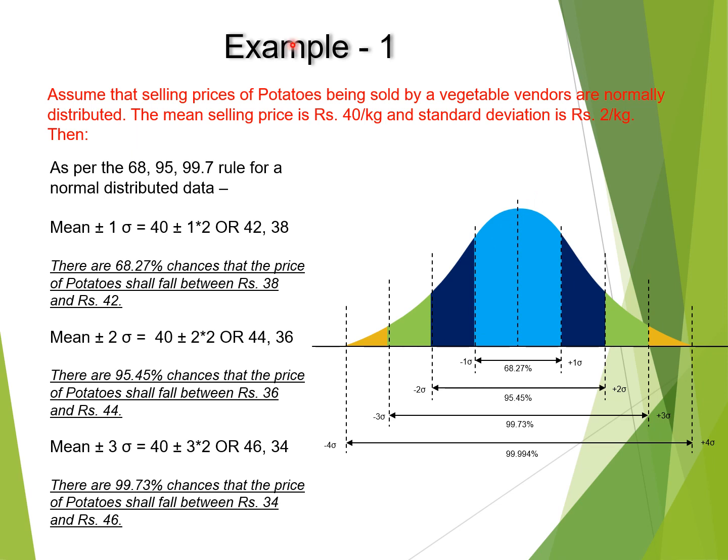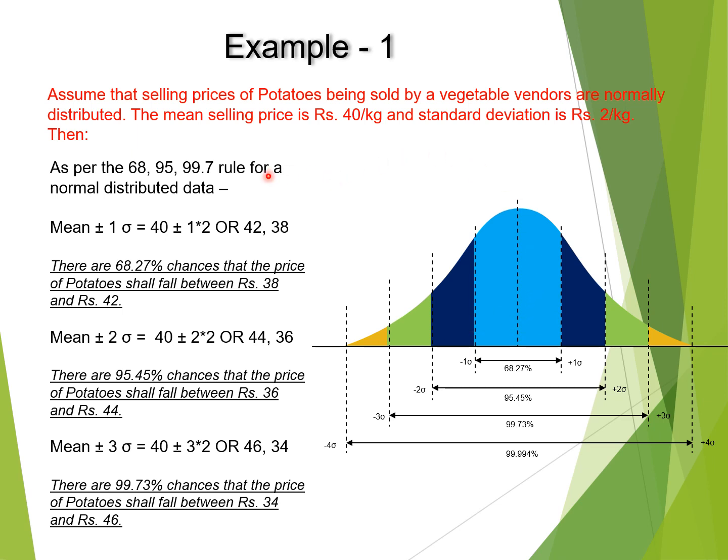Let us take one example to understand normal distribution better. Assume that the selling prices of potatoes sold by a vegetable vendor are normally distributed. That means the selling prices are following a normal distribution. The mean selling price is rupees 40 per kg. This is the mean. The standard deviation is rupees 2 per kg. This is one standard deviation, plus 1, minus 1.